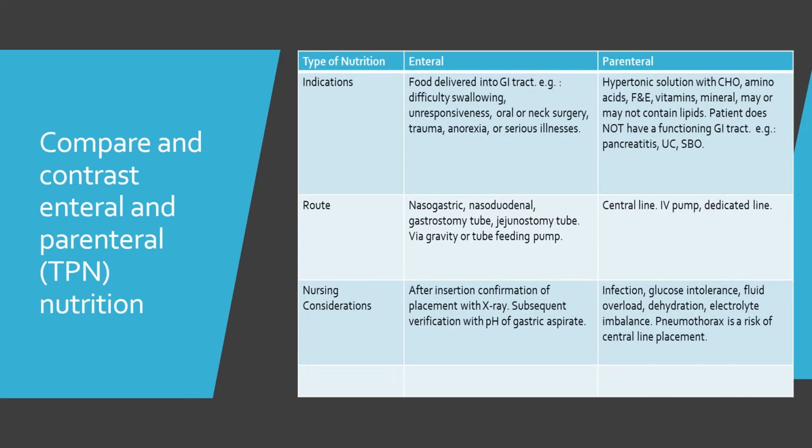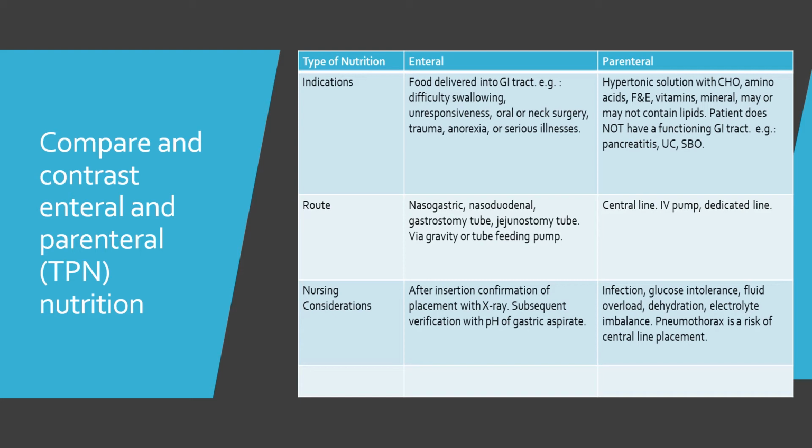If the patient's GI tract is not intact, we cannot enter it, we will use parenteral nutrition. And that's given through either an IV or a central line. If it is an IV, it is called PPN, peripheral parenteral nutrition. And if it's through a central line, it's called TPN, total parenteral nutrition. We give a hypertonic solution which contains carbohydrates, amino acids, fluids and electrolytes, vitamins, minerals, and we can choose to give them lipids or not, and that will be based on what the doctor orders.